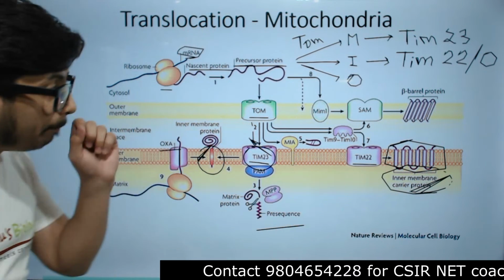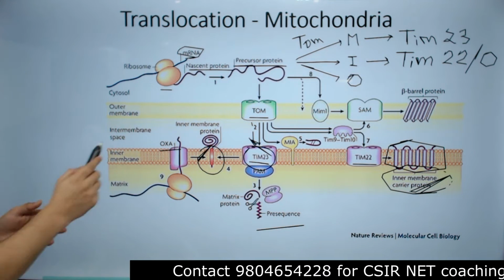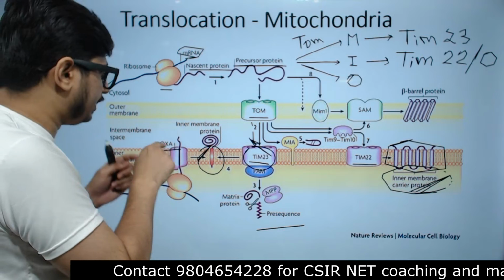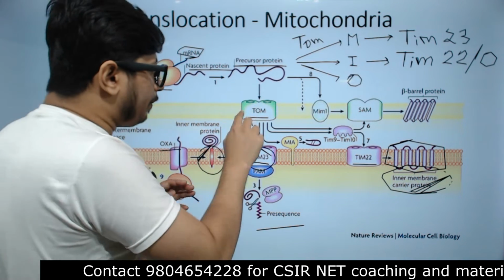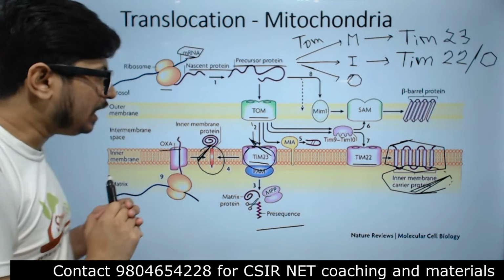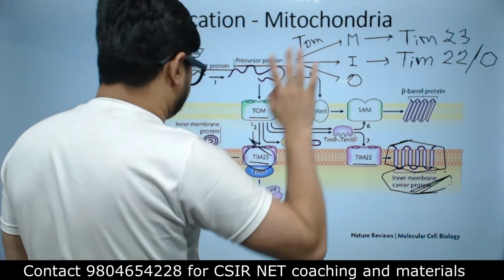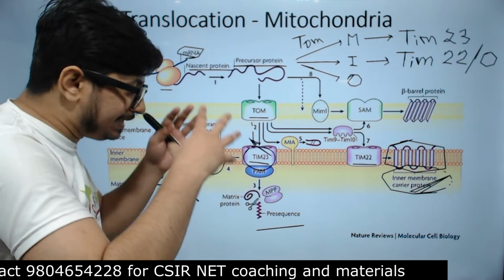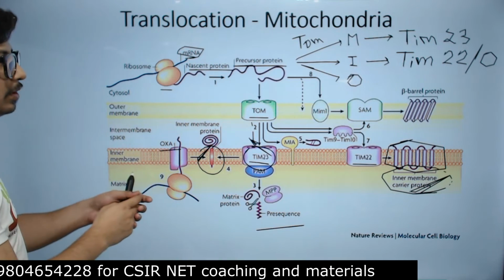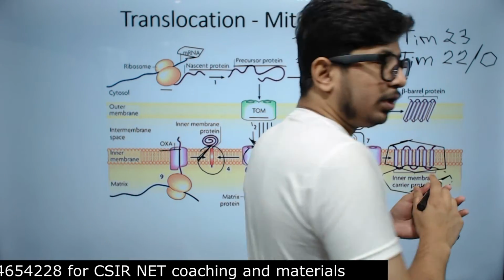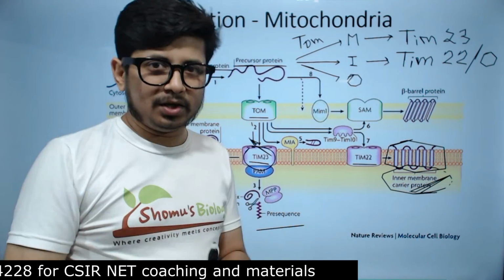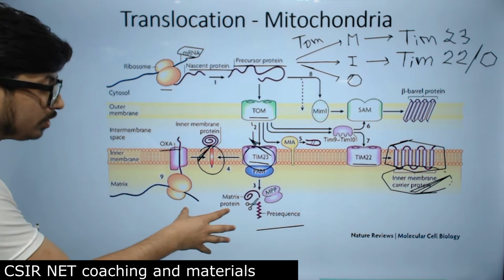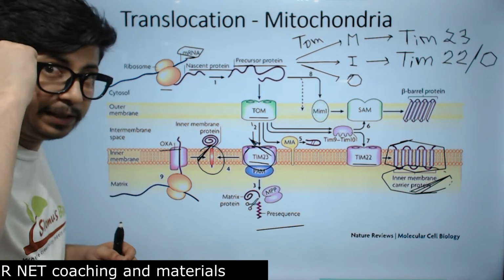No issue, fine. But there is a big issue with OXA, because OXA cannot directly take that precursor protein from the cytosol and embed it into the inner membrane. Only TOM and TIM22 can do that. TOM and TIM23 can drag it to the matrix. But OXA's role is when the protein is present in the matrix, then that protein can be embedded into the inner membrane by OXA. So OXA's role is not to transfer the protein from the cytosol to the inner membrane, but from the mitochondrial matrix to the inner membrane. Remember that. Keep that in your mind.